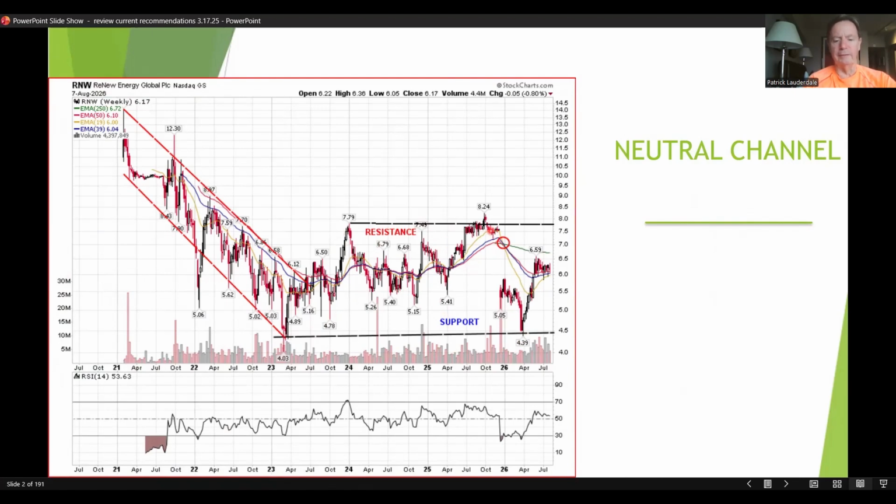What it means, either consolidation, such as this is, or in an uptrend, it's accumulation, or in a downtrend, it's distribution, meaning people are selling. Again, you want to buy at support and sell at resistance. That's all I want you to get out of this chart right here.